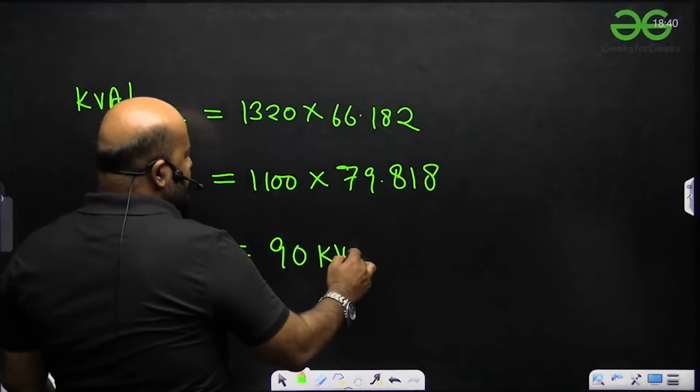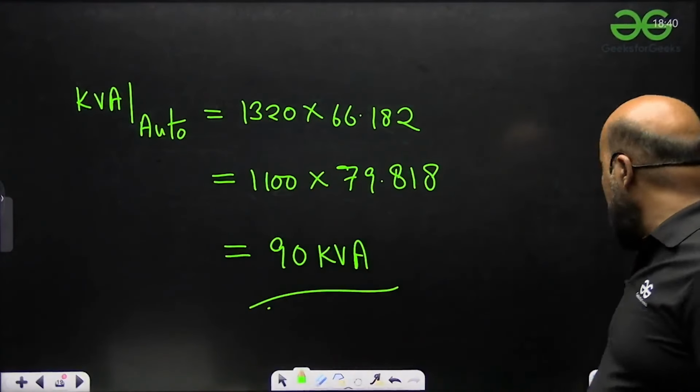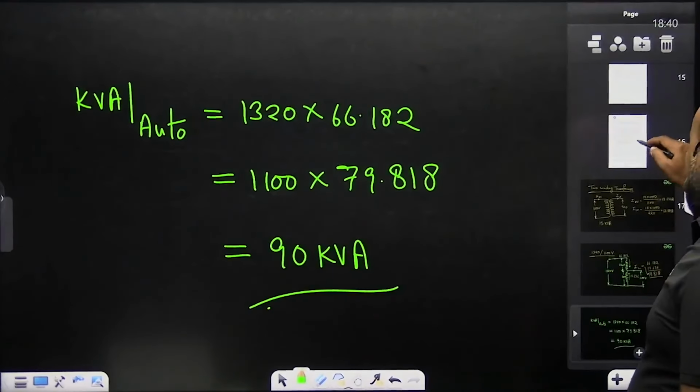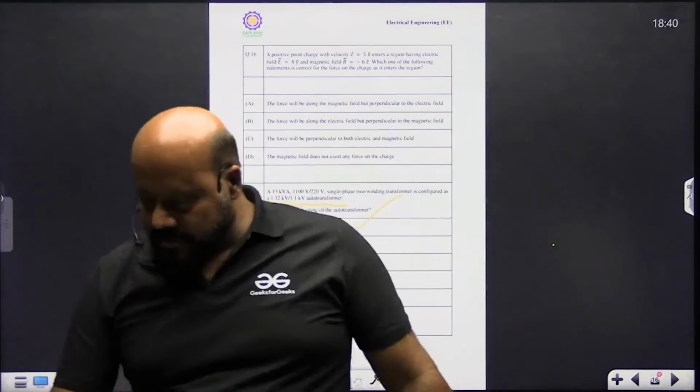90 kVA approximately. So this is the correct answer. This is the correct answer for this auto transformer question, question number 17. Next question क्या है?